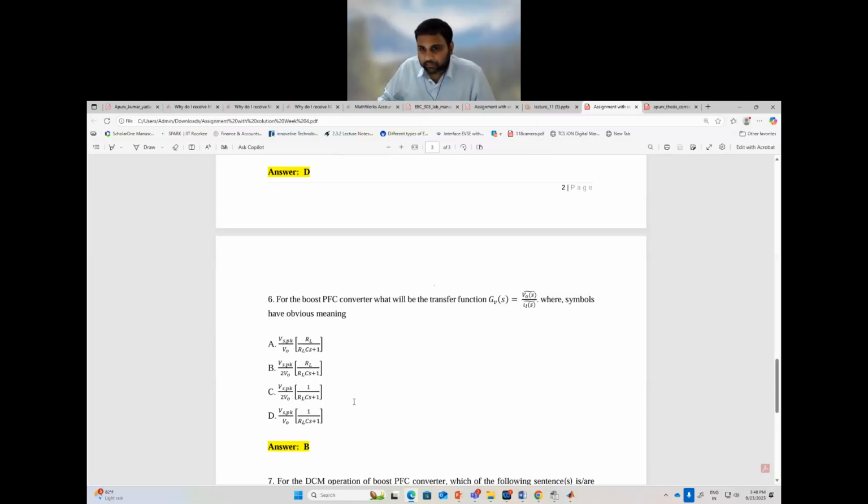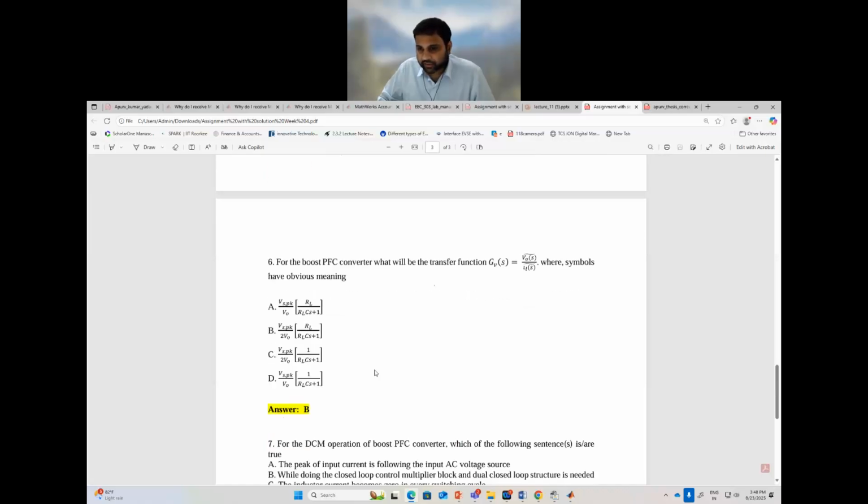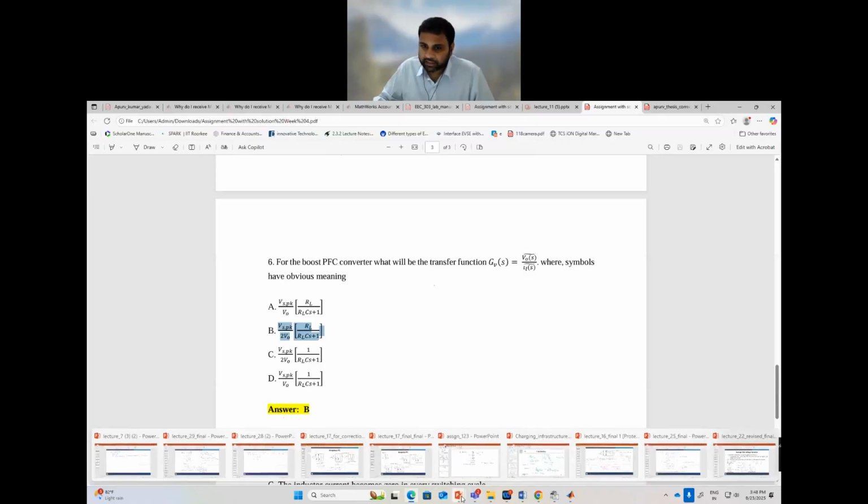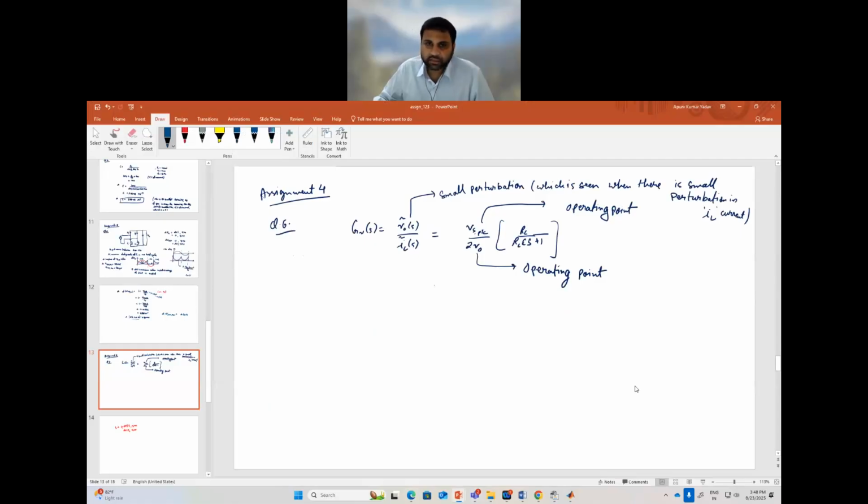Then in the sixth problem, it's straight from the slides, like how the transfer function GV of s looks like this. So again, the correct answer is this one, which we have derived in the slide, which we have derived in the lecture. But there are some questions related to that, so let me clarify those questions.